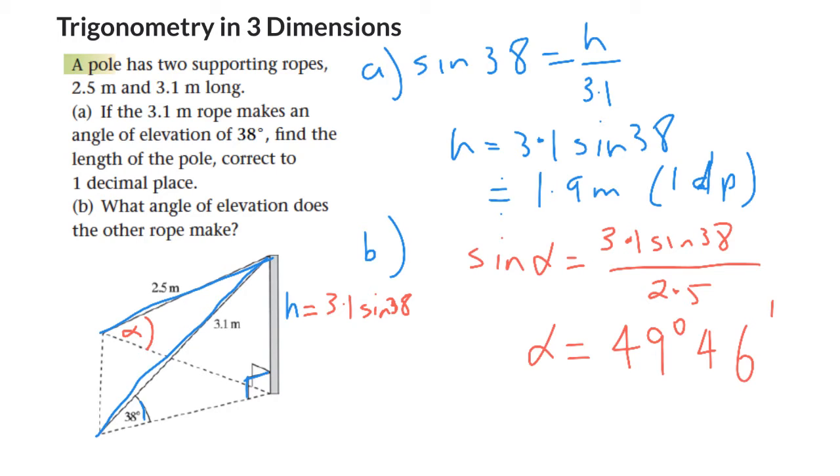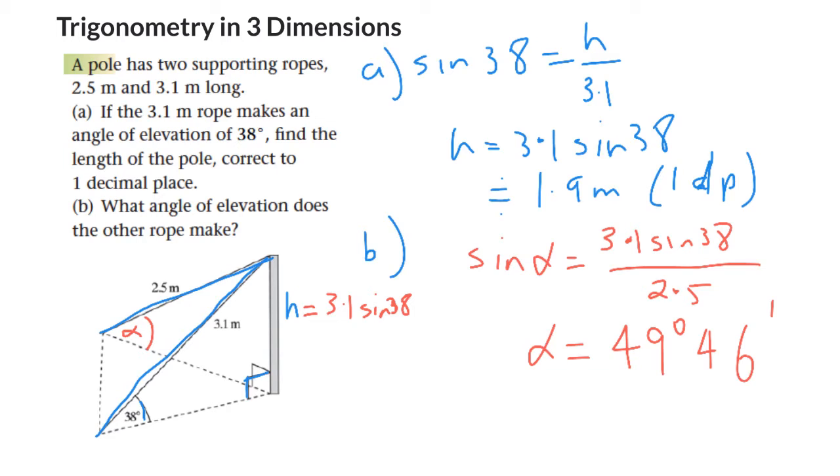It's 49.766 and so on, and we can round that to the nearest minute or degree. It would be 50 to the nearest degree. I'm not told, so I'm going to go a little bit more accurate and go to the nearest minute. So that's our more basic type of three-dimensional problem, where we've got 2 triangles that we solve one thing and use that solution to solve in the next triangle.